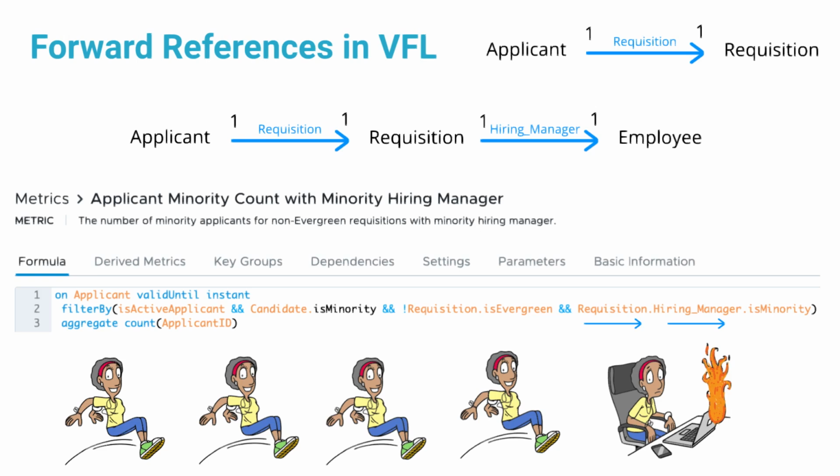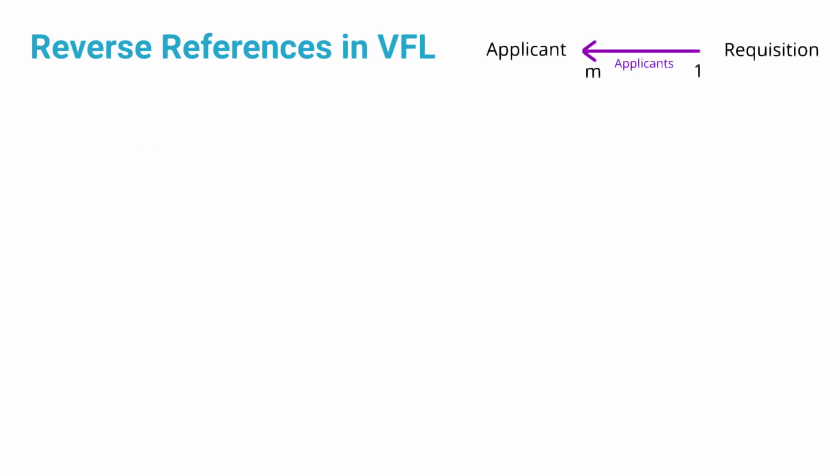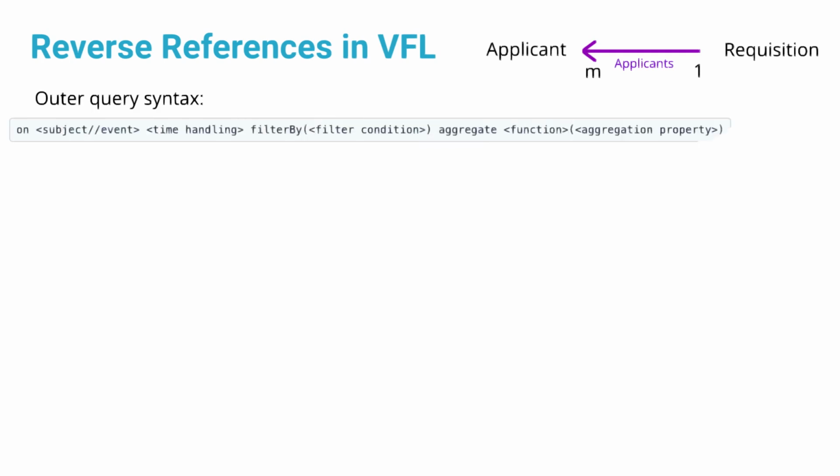As a best practice, try to limit the depth of your reference chains to ensure metrics are both efficient and performant. Now that we've explored forward references, let's delve into how we can use reverse references in VFL to unlock even more analytical power. In all our examples so far, metrics have been centered around aggregating a single analytic object. However, reverse references take us from one record to many records, adding a layer of complexity.